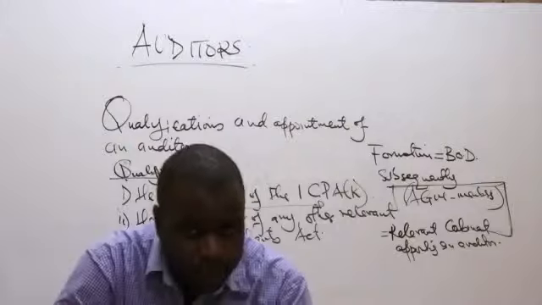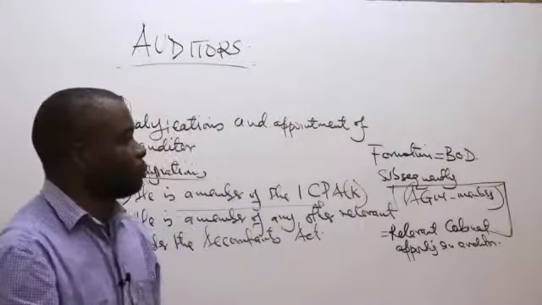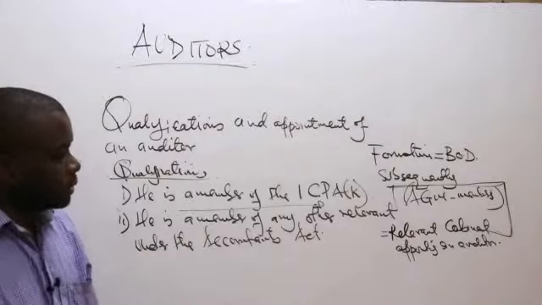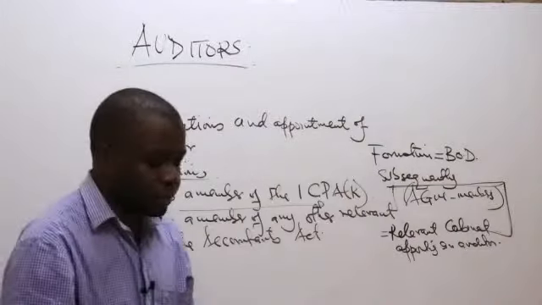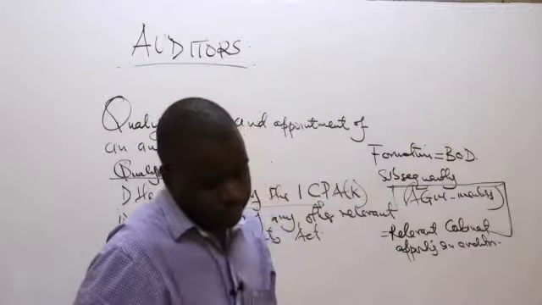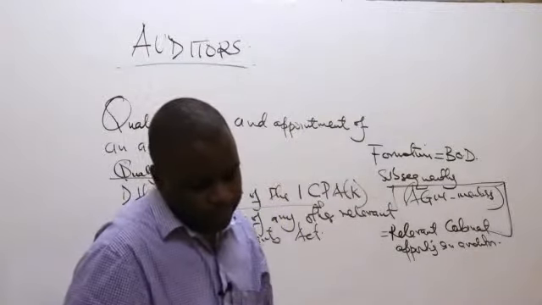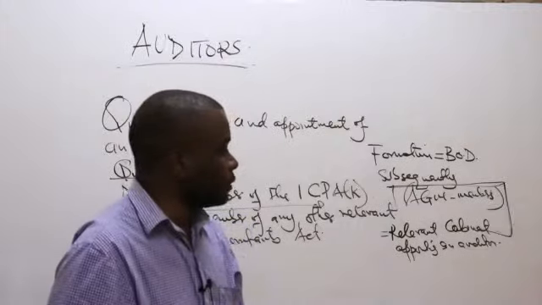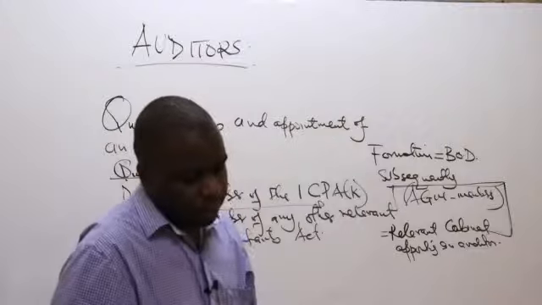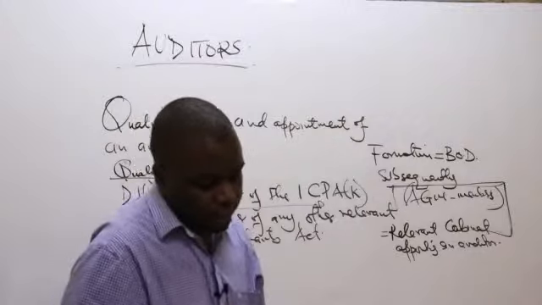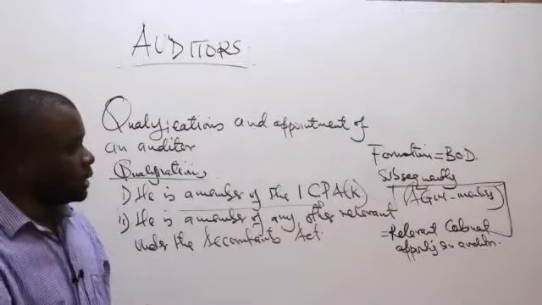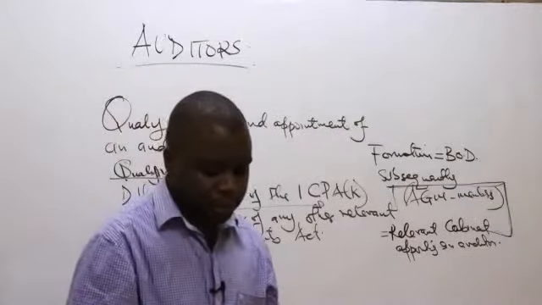So you are saying automatically the previous auditor will be presumed to be reappointed, but certain circumstances can make him not to continue to serve as an auditor. So that is what I've just been talking about. He won't automatically be reappointed if, number one, he is not qualified for reappointment. So that is number one.